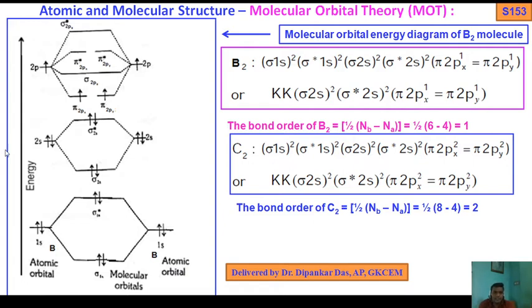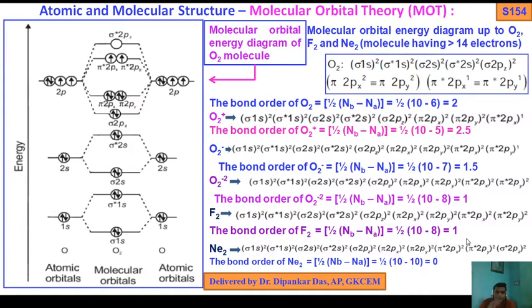Clear? So this is the MO diagram. We should practice it. N2, B2 and C2 have the same MO diagram, and in the case of O2, F2 and Ne2, there is another MO diagram. These two MO diagrams are very important. Okay, so next, move on.